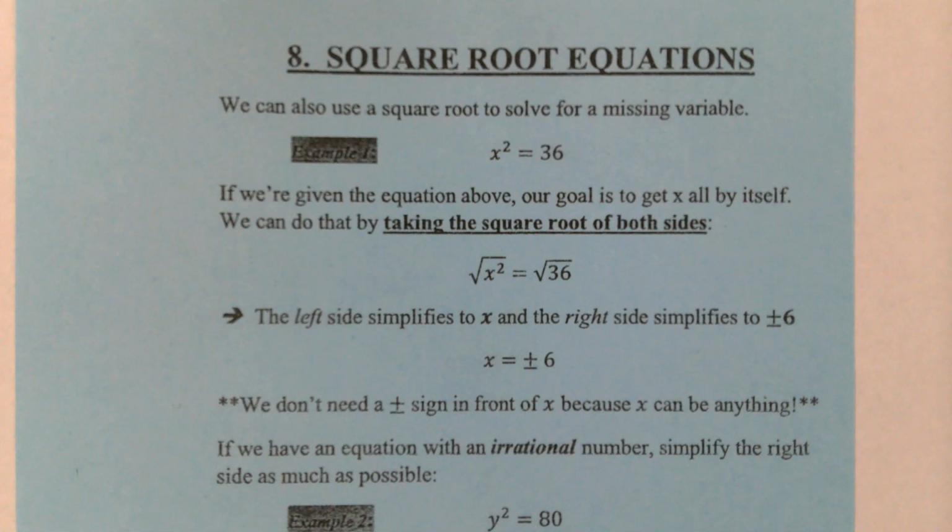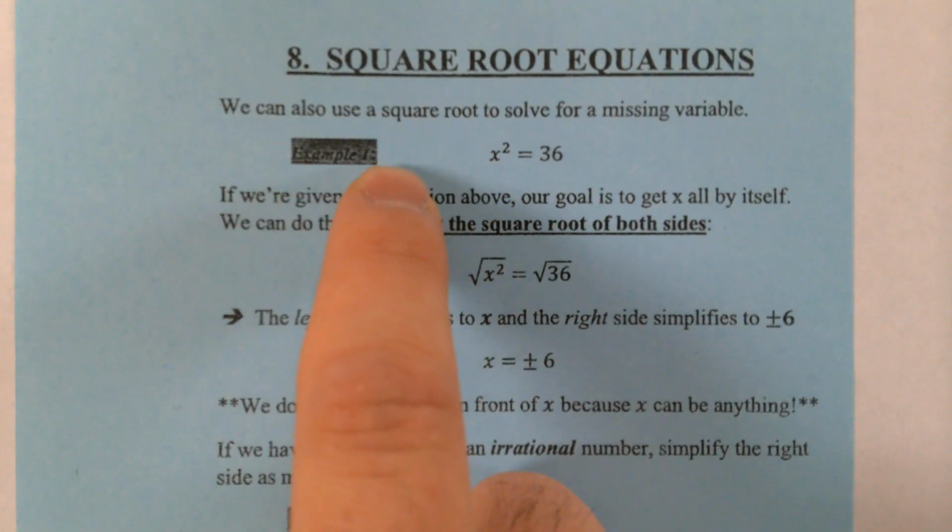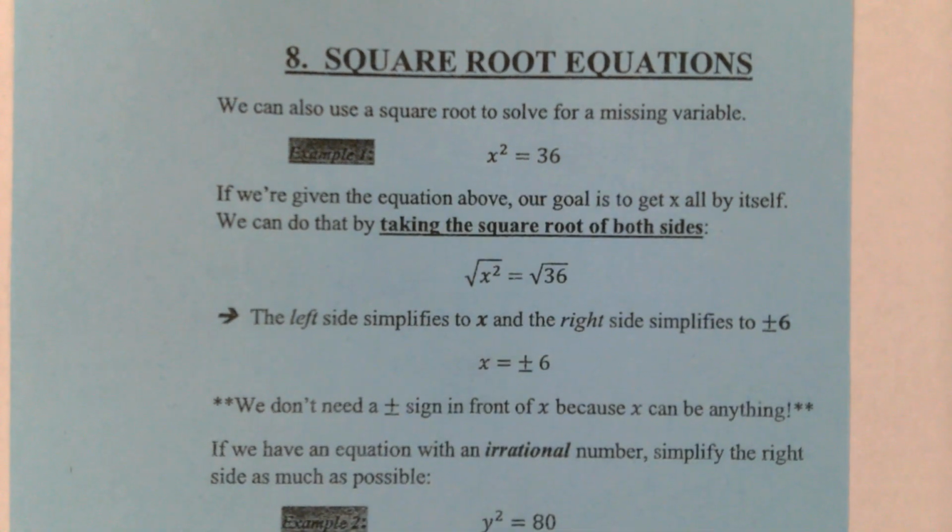So, for example, it's kind of hard to see, but this little gray box here says example 1. We've got x squared is equal to 36. Now, a lot of us, just by looking at this, will be able to tell what x is going to be equal to, right? Because we can fill in the blank in our head. Well, we take a number and we square it and we get 36. That must mean my x is what? 6, right? You're exactly right.